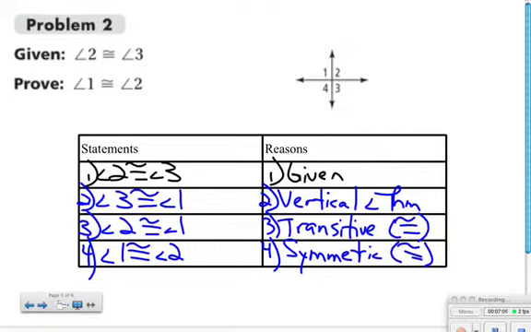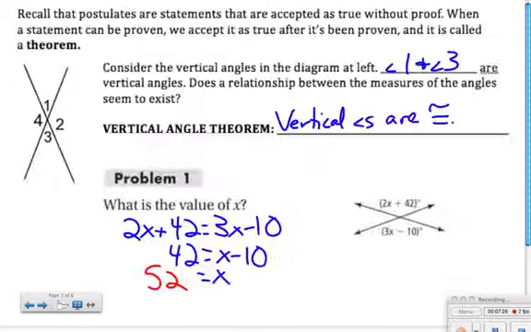Okay? On the back, you will see that there are many, many other theorems that you're getting in today's lesson. Let's talk about a few of them. I'm going to kind of jump around a little bit.